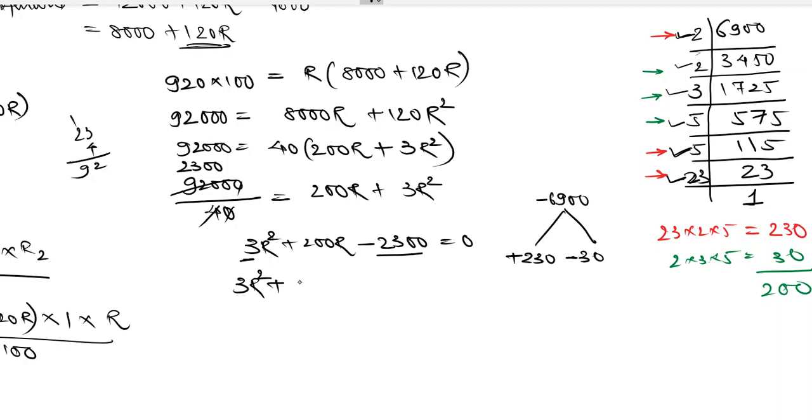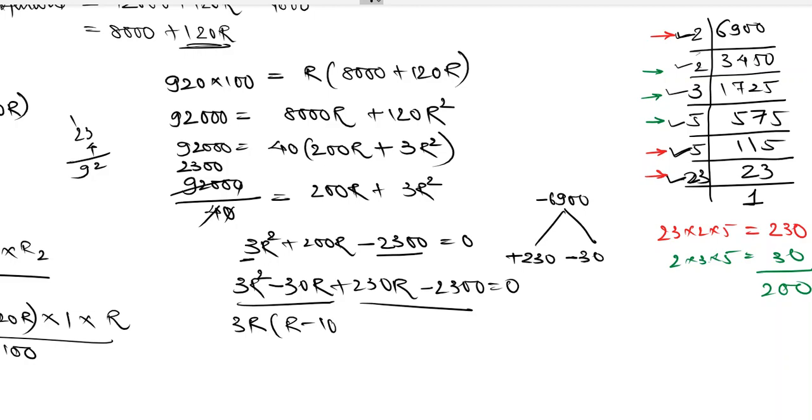230, nothing will be common. Let me take it, to simplify this, as 3r square minus 30r plus 230r minus 2300 is equal to 0. So 3r will be common, r minus 10 will remain inside, plus 230 will be common, r minus 10 will remain inside.